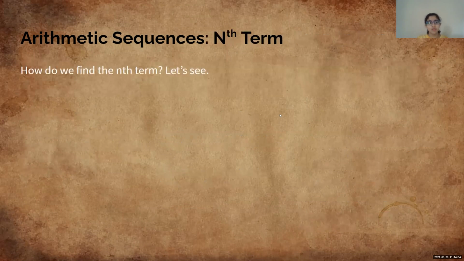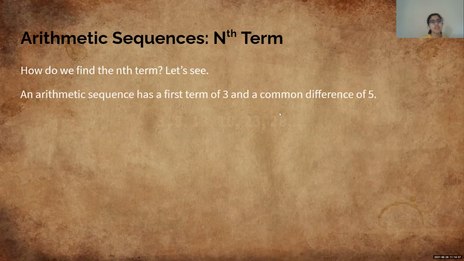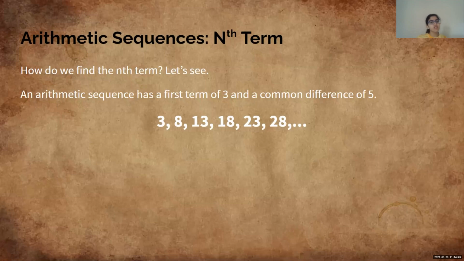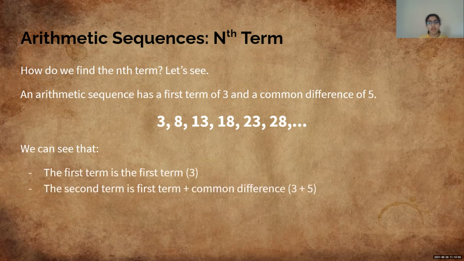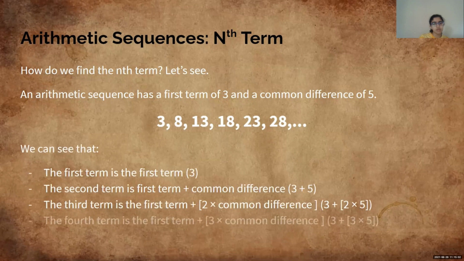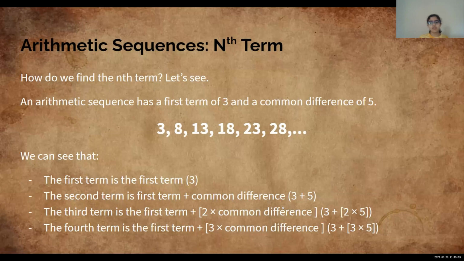Okay, so how do we find the nth term of an arithmetic sequence? Let's take this example. It has a first term of 3 and a common difference of 5. We just list out the first few terms. Each term is increasing by 5. The first term is 3, the second term is 3 plus 5, so the first term plus the common difference. The third term is the first term plus 2 times the common difference. The fourth term is the first term plus 3 times the common difference, and so on.